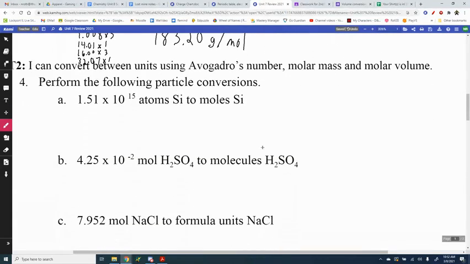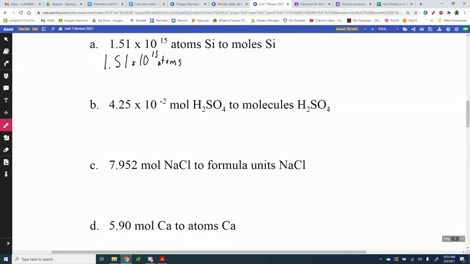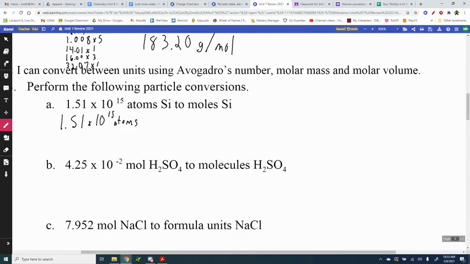All right, so moving on to actual conversions. We're going to start with our particle conversions. Particles are atoms, molecules, and formula units, all of which I've told you in the past you can shorten to part. Every one of these conversions, we start by writing down our given. Our given is 1.51 times 10 to the 15th atoms. I'm going to write atoms this time, but you can write particles if you would like. We put that over 1.